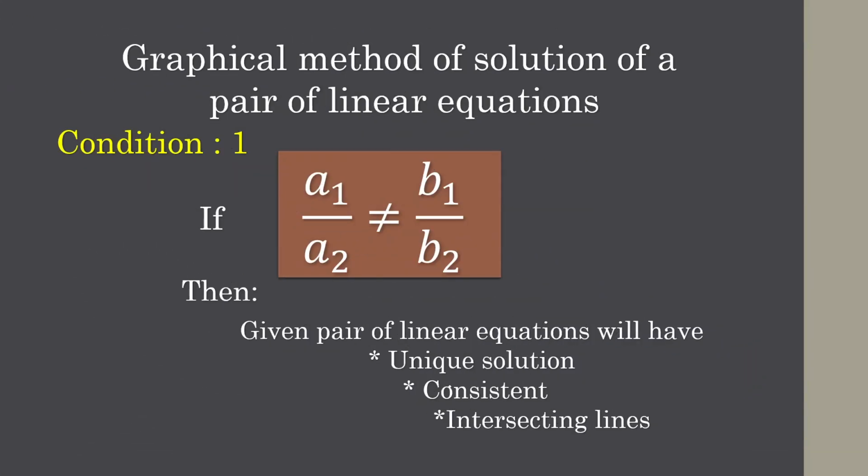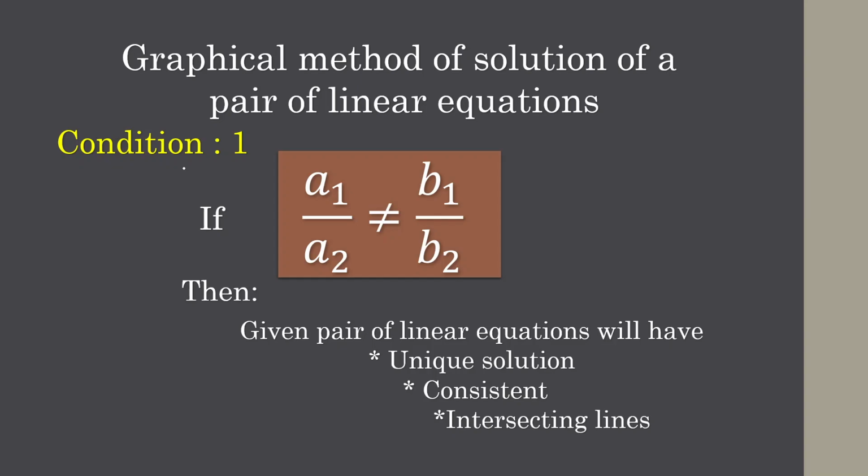Here, the first part of the chapter is the graphical method of solution of the pair of linear equations. Imagine you have to draw the graph for the system, that is two linear equations, and it would be better if we know beforehand how the lines would be in a Cartesian plane. So we have three conditions. If any one matches, then we can predict the type of graph we are going to get.